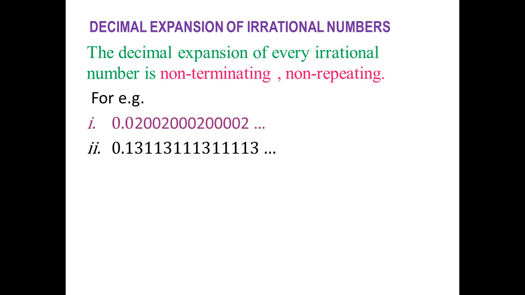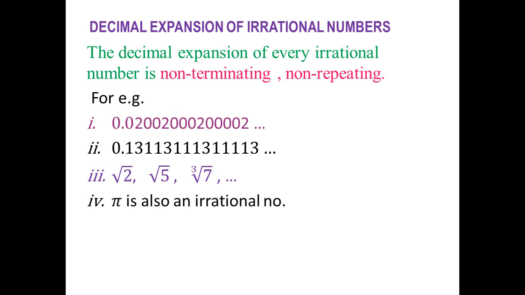Another example. Third example, under root 2 is our irrational number. Under root 5 is also an example of irrational number. Cube root of 7. These all are irrational numbers. Pi is also an irrational number.